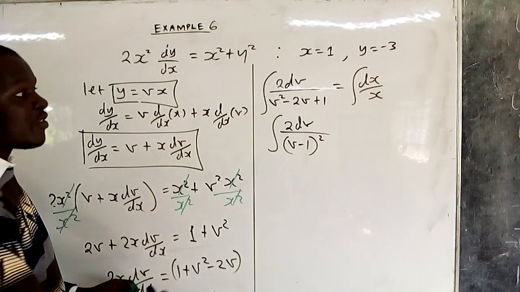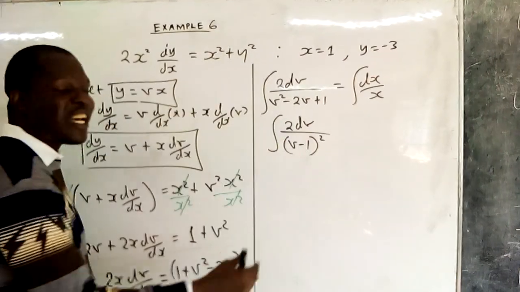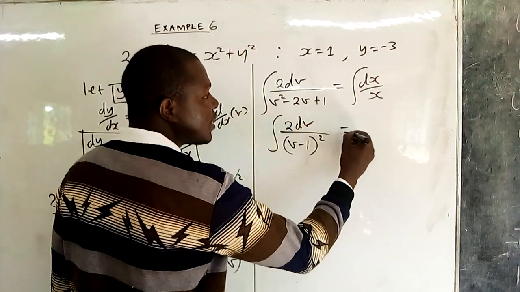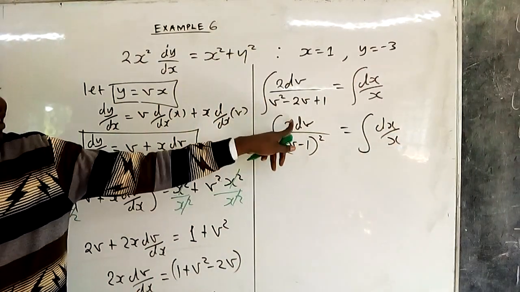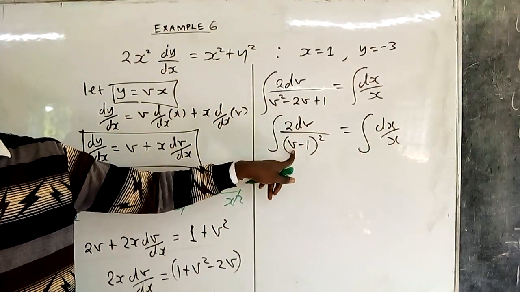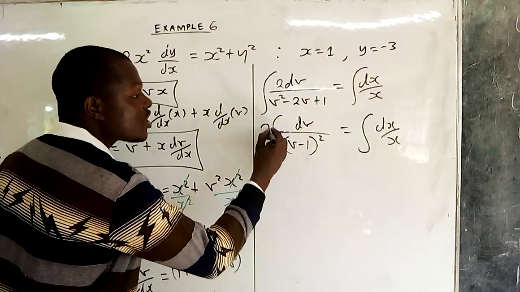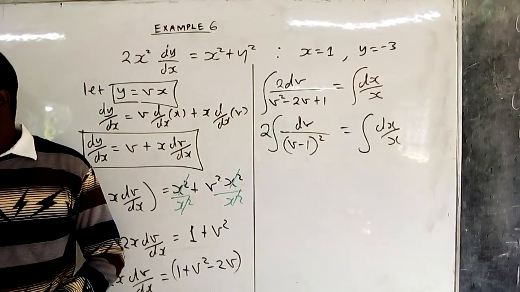Algebra is a small fish in this pond. You simply know that v squared minus 2v plus 1 is (v minus 1) squared, which can clearly be seen without doing much, isn't it? This is equal to the integral of dx over x. There is no v in the numerator, meaning this is an algebraic substitution. These two can be taken outside because it's a constant, isn't it? So you see we only have dv over (v minus 1) squared.